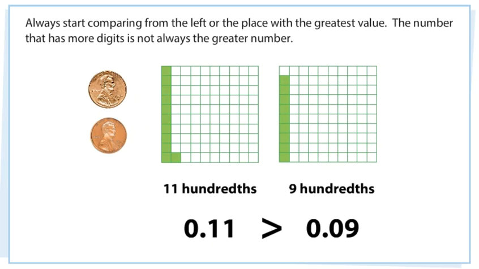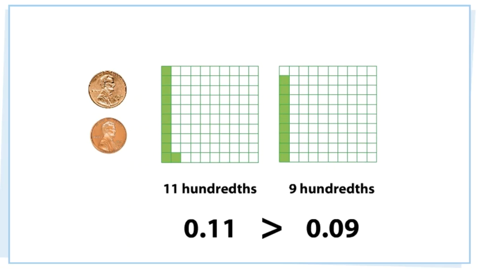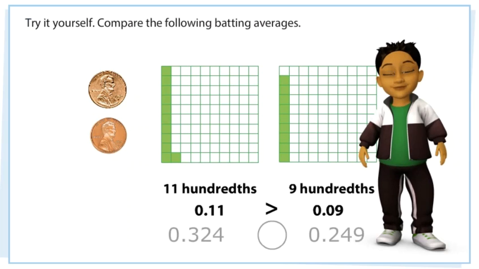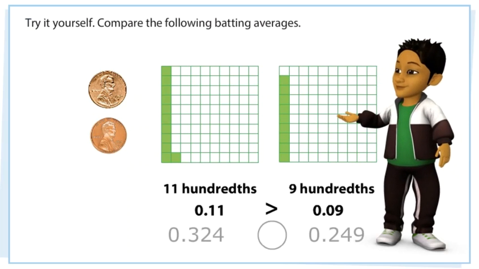Always start comparing from the left or the place with the greatest value. The number that has more digits is not always the greater number. Try it yourself. Compare the following batting averages.